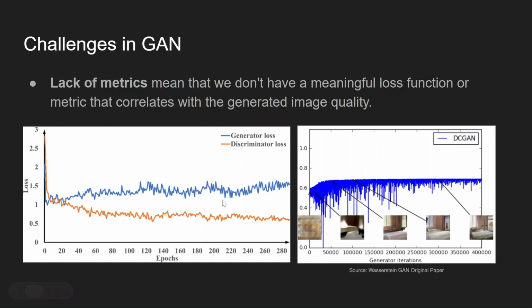So this is the common scenario which you will face when training the GAN. You don't have a very meaningful metric. And on the right side we have the image from the original GAN paper, and as you can see, with an increasing number of epochs our image quality is increasing, but still there is no increase in the accuracy of the model. So there is no useful metric that correlates with the quality of the image.